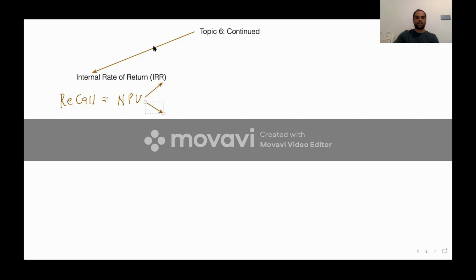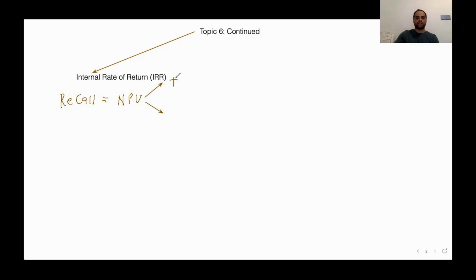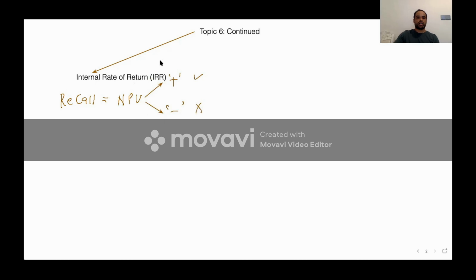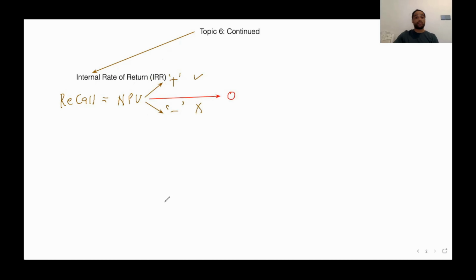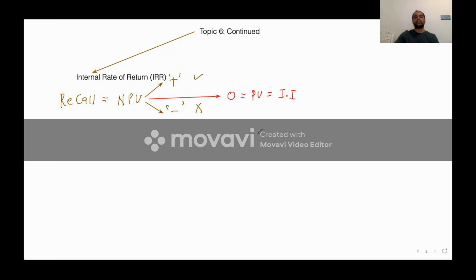You know that this NPV depends upon the positive and the negative. If the value is positive, we select the project, if negative, we reject the project. How about if NPV is 0? If NPV is 0, it means your present value is equal to initial investment. If NPV is 0, what should we do now? Should we select or should we reject?